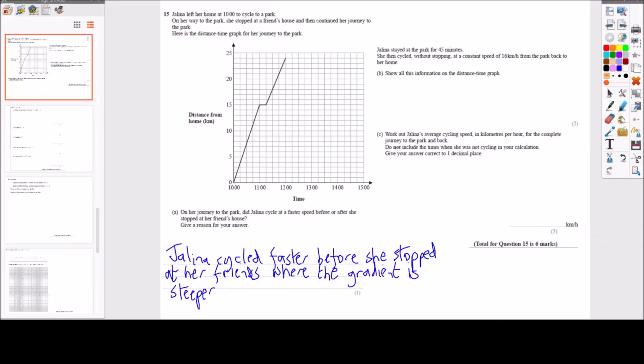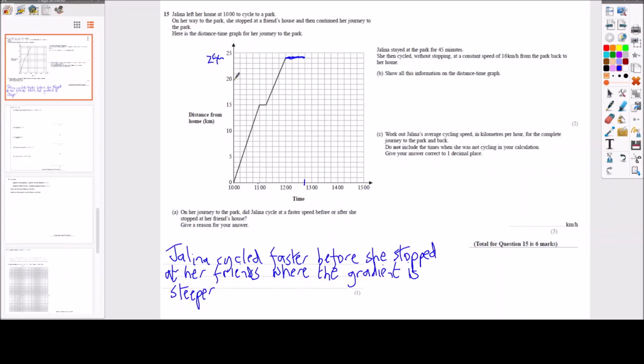So for part B, Jelena stayed at the park for 45 minutes. Now looking at the scale, if we go from 10 o'clock to 11 o'clock, you will see that's 4 squares. So each square represents 15 minutes. 15, 30, 45, 60, which is an hour. So if Jelena stayed at the park for 45 minutes, that's 3 lots of 15 minutes, so we need to go along 3 squares. So from 12 o'clock to 12:45, she is just staying at the park, and she's remaining 24 kilometers from home.